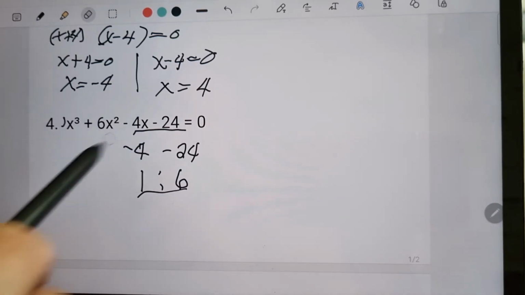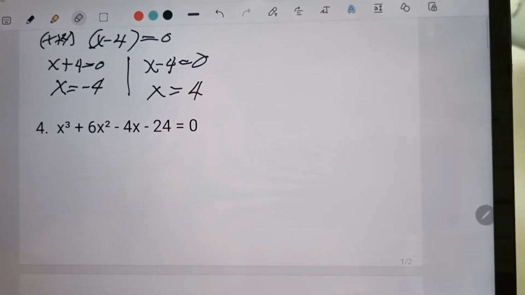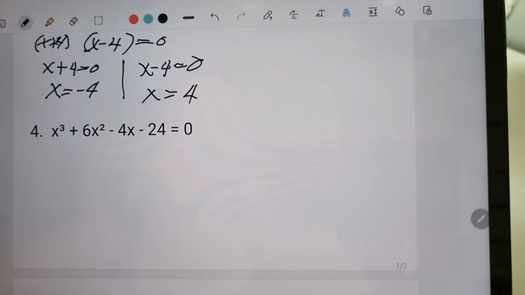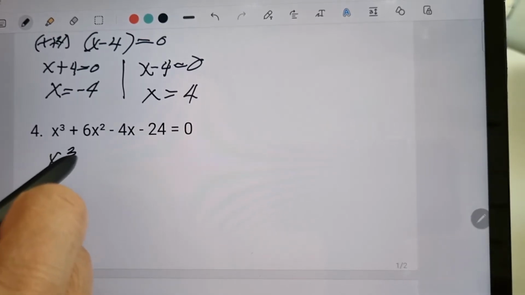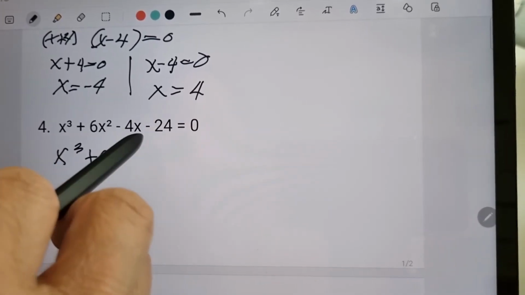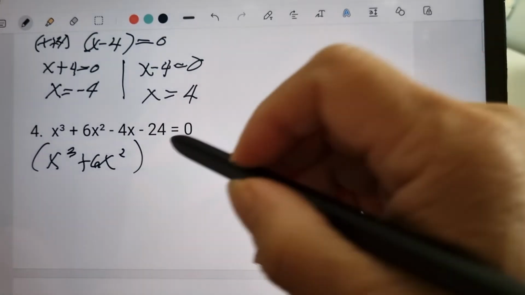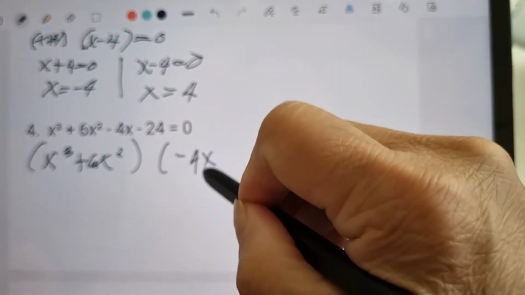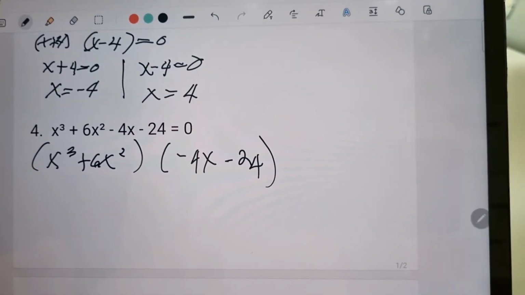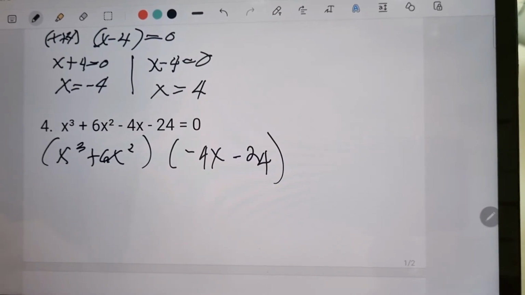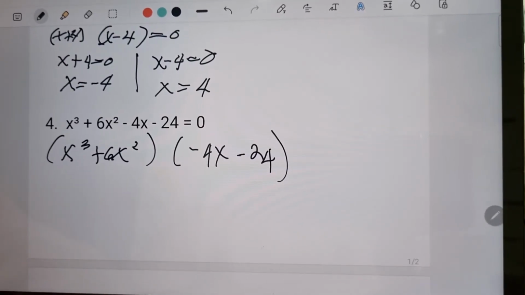Okay, so ngayon, pa-factor na natin. Let's have this one. Pagsamahin natin yung x cubed plus 6x squared sa isang group. In another group naman, we have negative 4x minus 24. Next is applying the common monomial factor or greatest common monomial factor. So, ibig sabihin, we need to get the greatest common factor of x cubed and 6x squared, which is x squared.